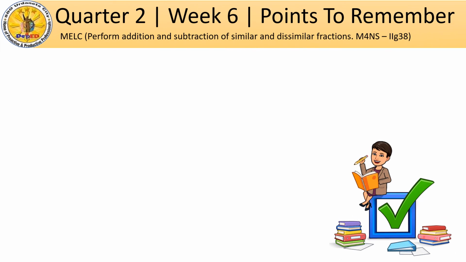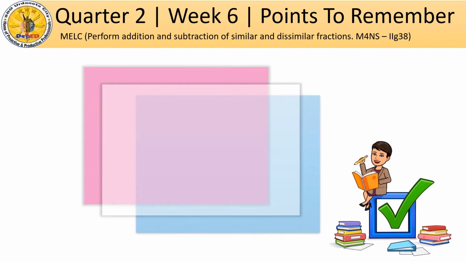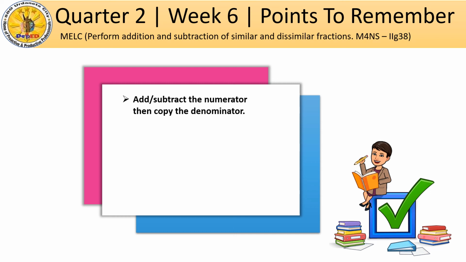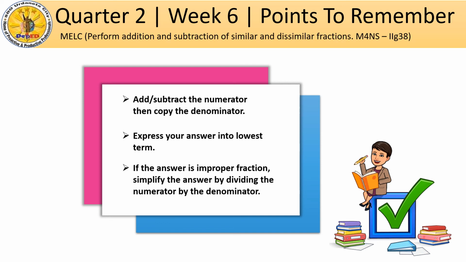So, adding and subtracting similar fractions is very simple. Just add or subtract the numerators and copy the denominator. Then, express your answer in lowest terms if needed. And if the answer is an improper fraction, simplify it by dividing the numerator by the denominator.